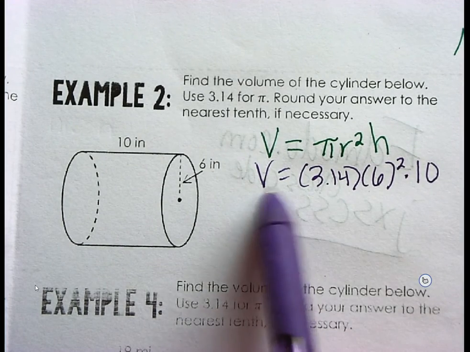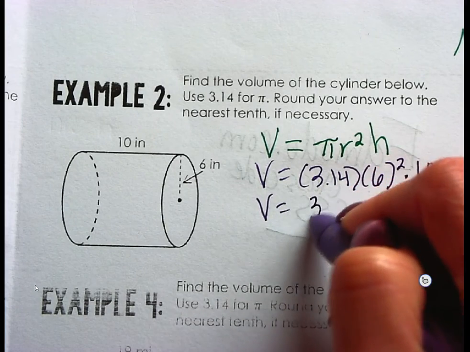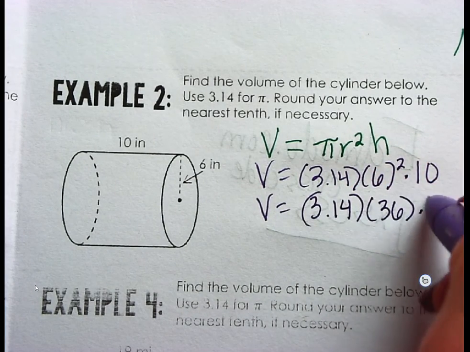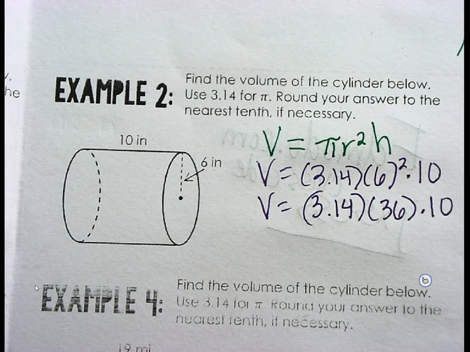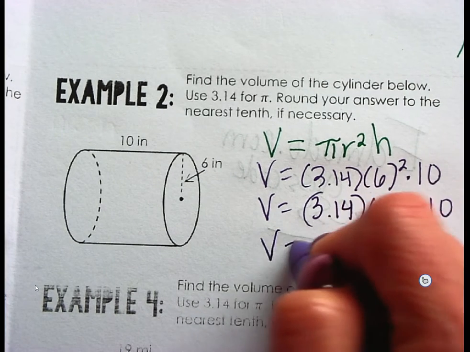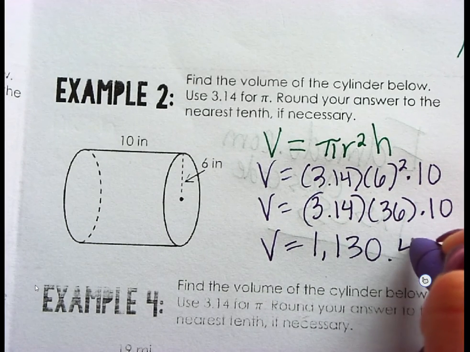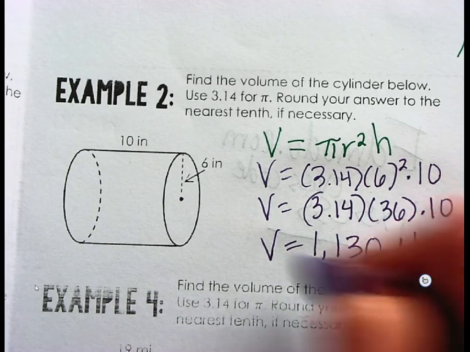And our first step here, I'm going to use my exponents. So I'm going to rewrite this, 3.14 times 36 times 10. And now I'm going to simply multiply all 3 of those numbers together. 3.14 times 36 times 10. And my answer is volume equals 1,130.4 inches, what? Cubed.